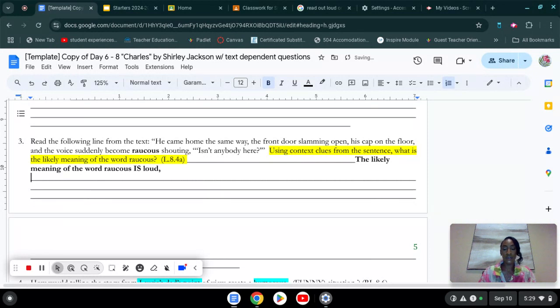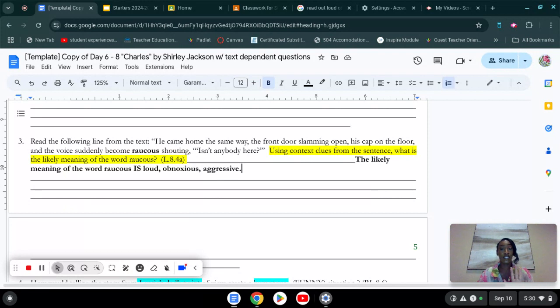Loud. You can put obnoxious. You can say aggressive. Any of those words work for me. So if you put loud, that's totally fine. If you say obnoxious or aggressive, any of those words work for me. So that would be your answer to number 3. That is the only answer I'm giving you this entire prompt.